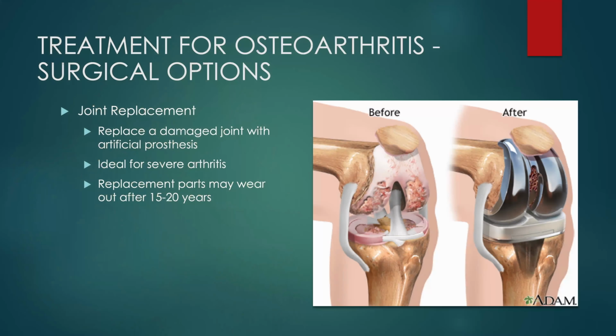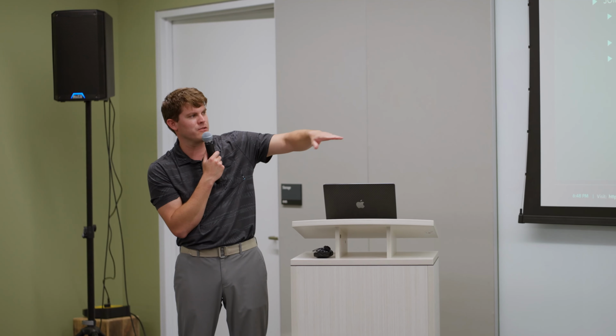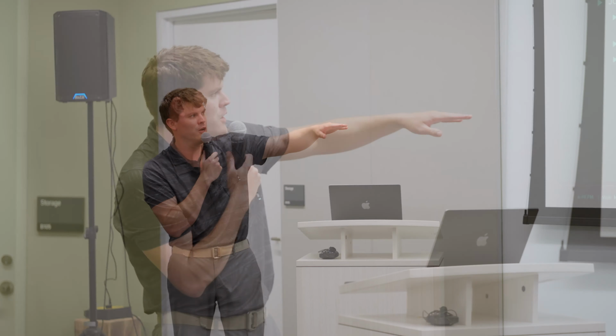Joint replacements are the most common. This is when they replace the damaged joint with an artificial prosthesis, like a metal one. It's ideal for severe arthritis, especially when it's in multiple joints. You can see the pictures there, the before and after. They've taken away the diseased bone and replaced it with metal. The current replacement parts typically wear out after 15 to 20 years, which is a long time.